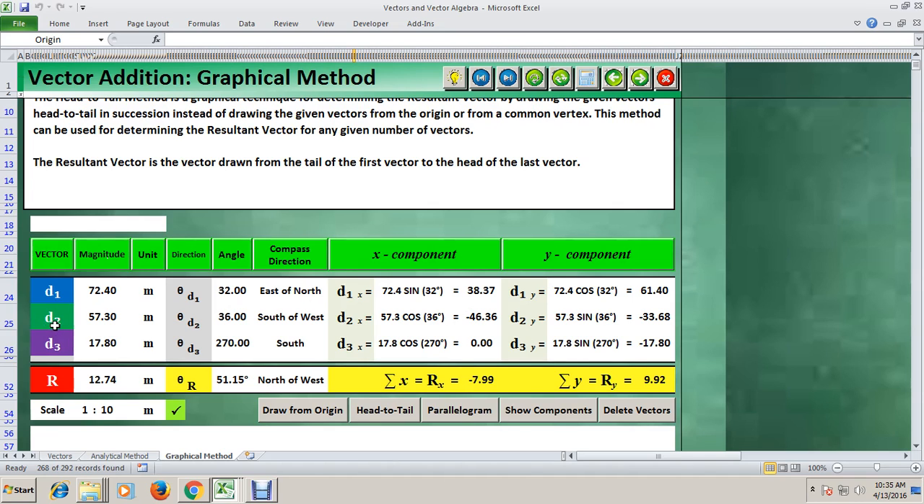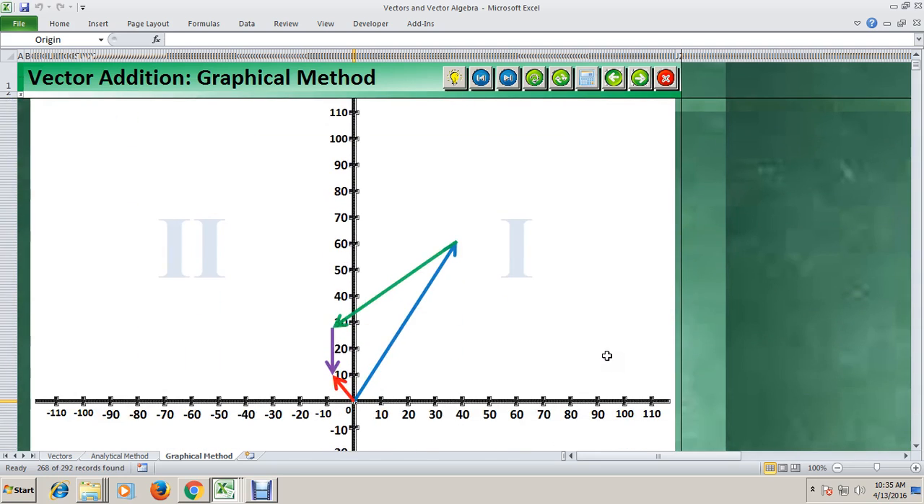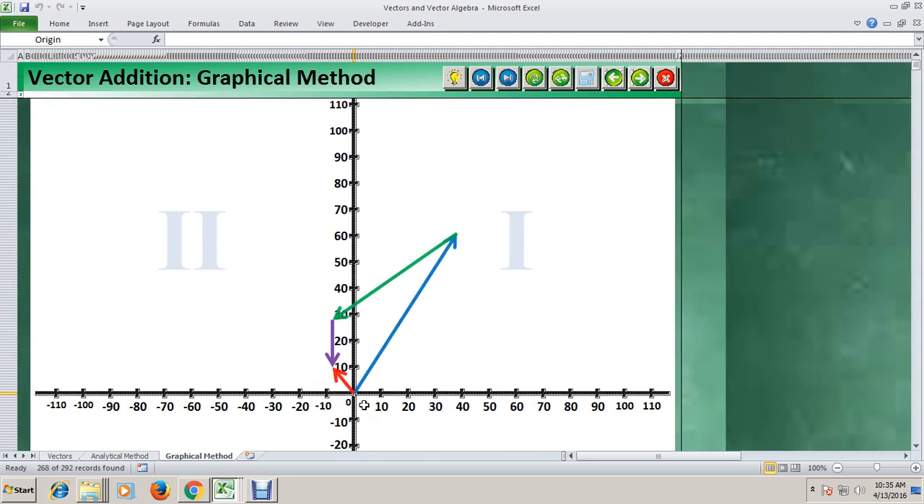The second vector, the green vector, is directed towards the south of west direction. This is on the third quadrant. Therefore, the corresponding components would both be negative. And the third vector, the purple vector, is directed towards the south direction. Therefore, the entirety of the vector is on the negative y-axis. So the entirety of the 17.8 meters should be on the y-axis only. You have a zero component for x. Now, drawing that head to tail, we will have this diagram.